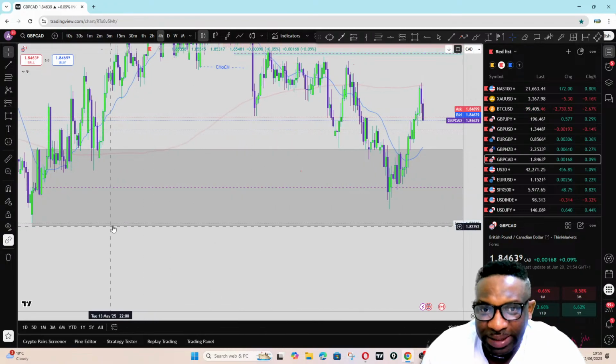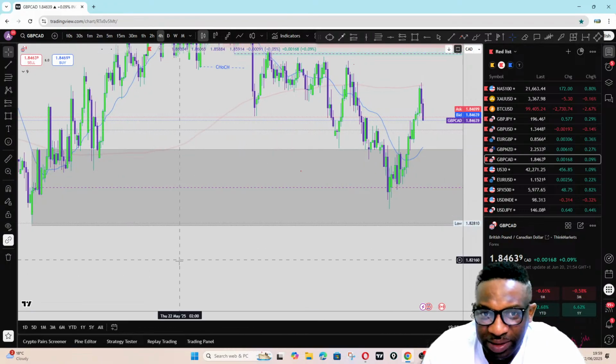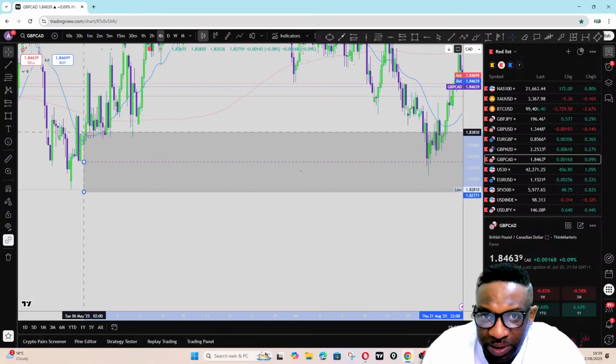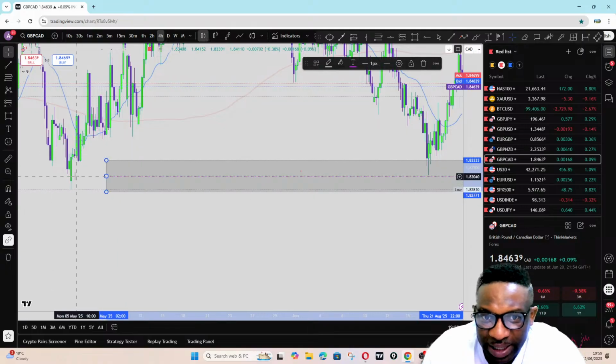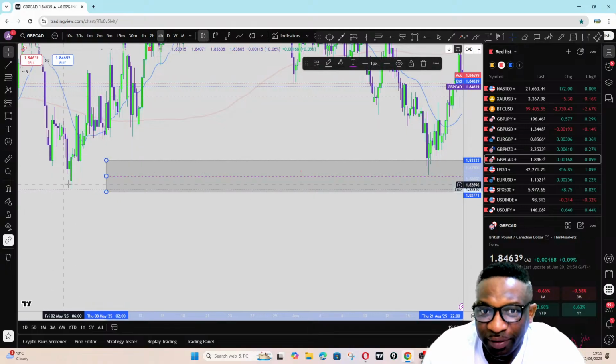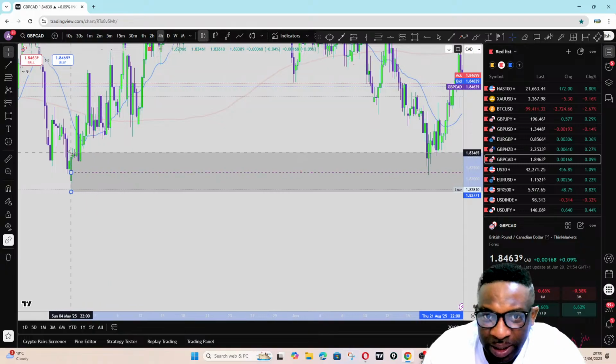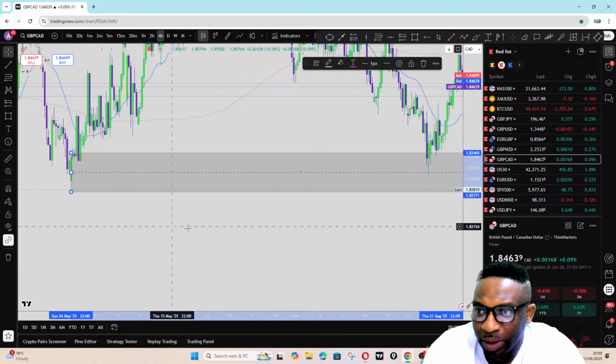So this was on the daily. If we're refining this area of interest, let's see if it's the same area. This is the last candle before the up push. So we refine this area to this, the high of that candle and the low.